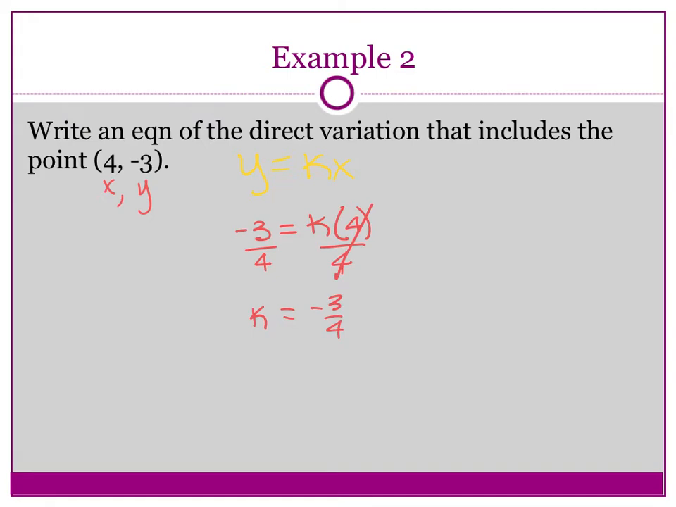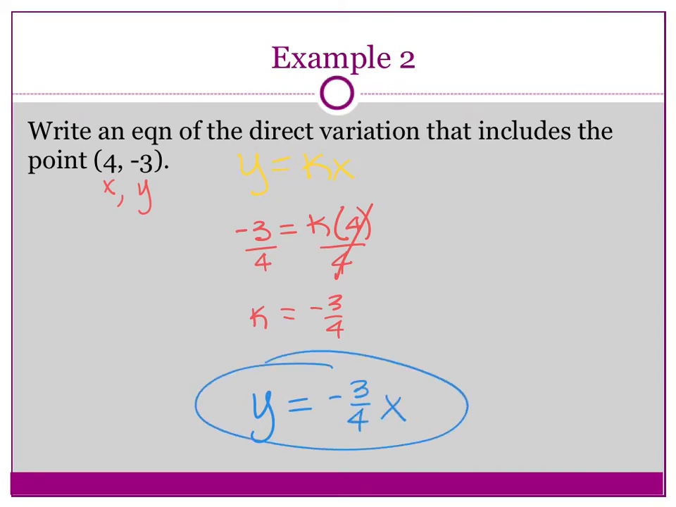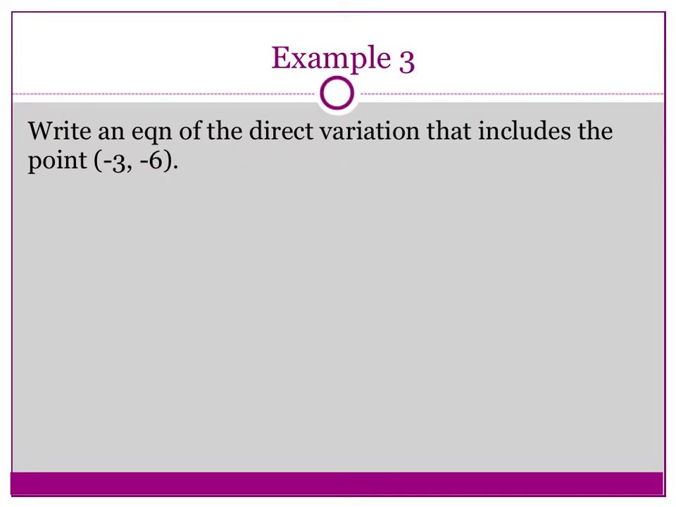Now that I know what k is, and you do have to complete this step, I can write my direct variation equation. And I will say that y equals negative 3/4 x. And this right here is my final answer.